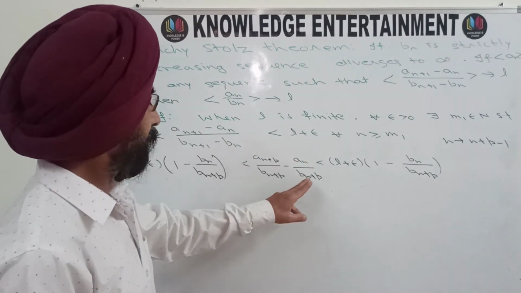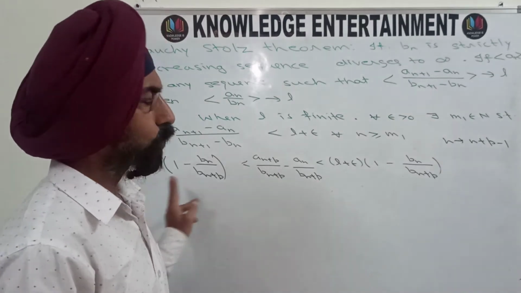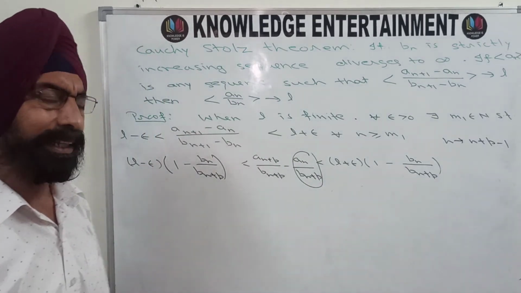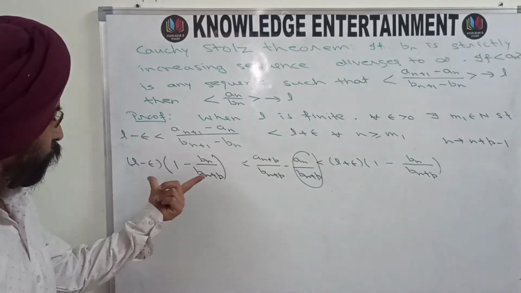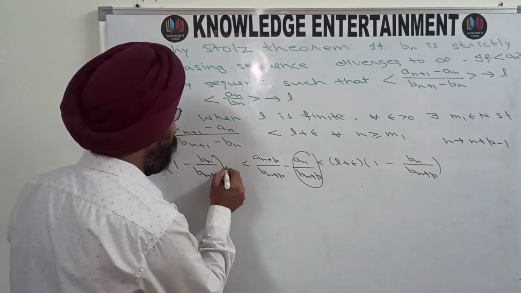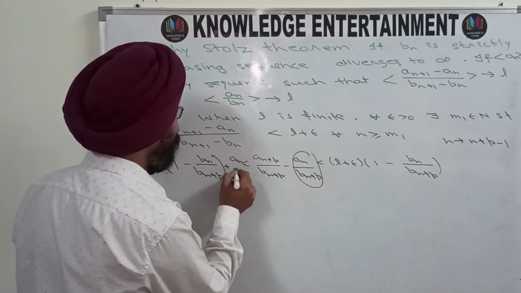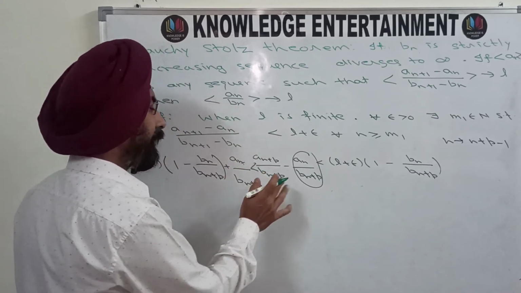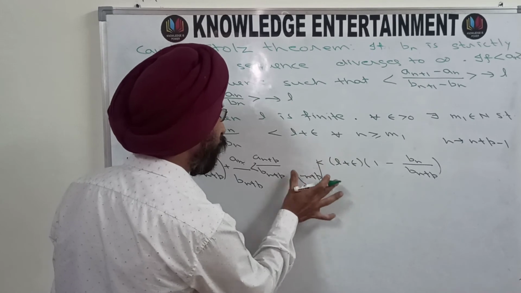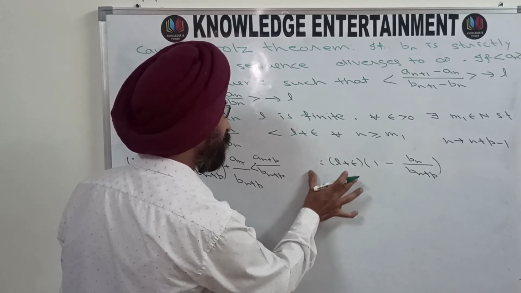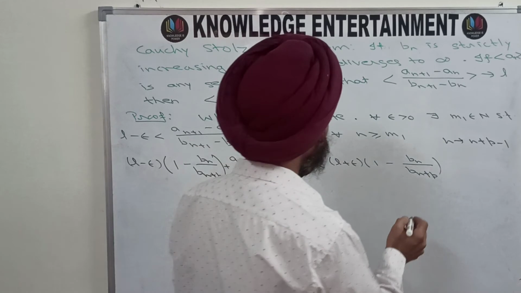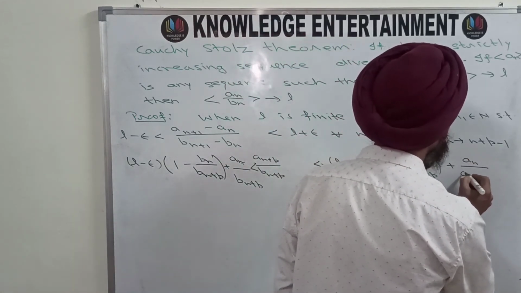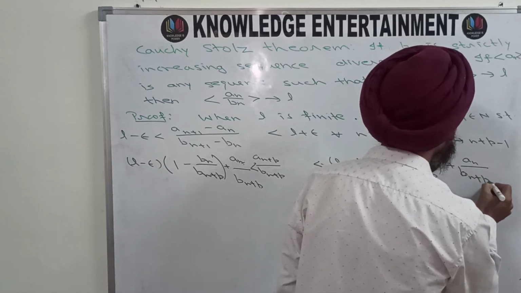And now add this term, a_n upon b_{n+p}, to all the parts of the inequality. So in the middle part, you will get plus a_n upon b_{n+p}, and from here this portion will be removed because you have added its additive inverse. And on the right-hand side, you will get plus a_n upon b_{n+p}.